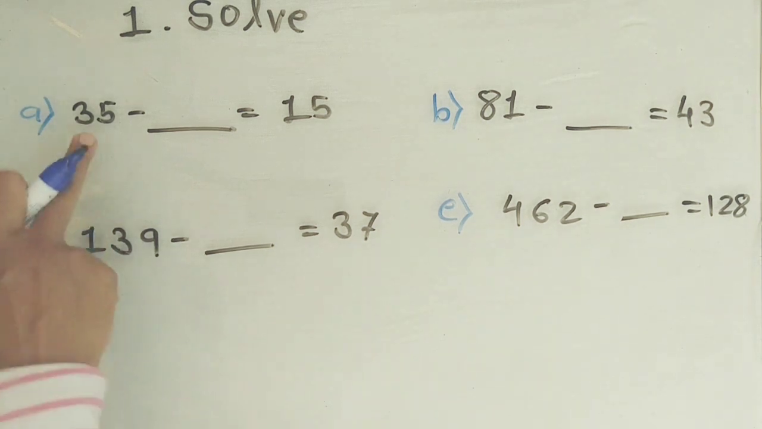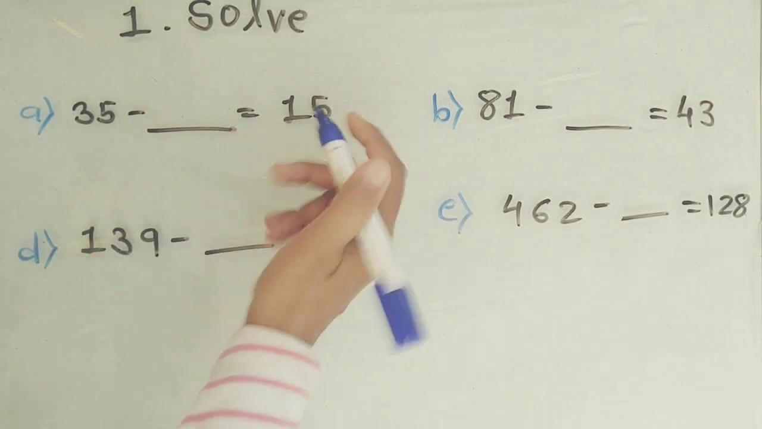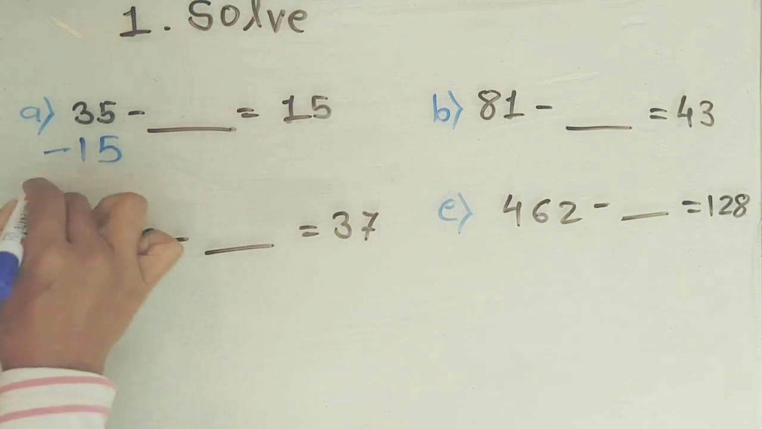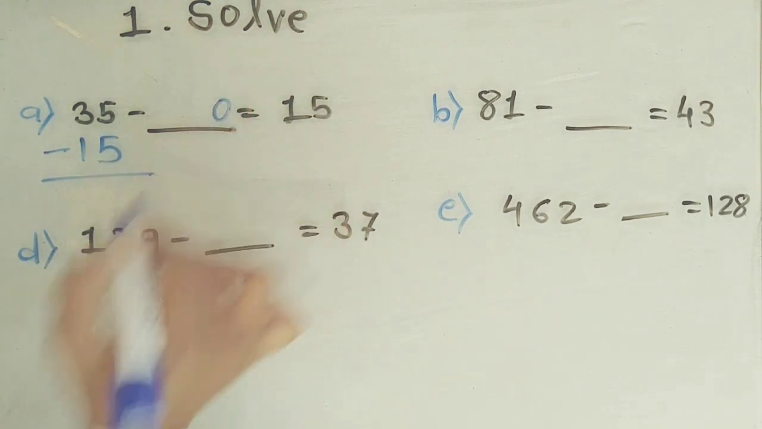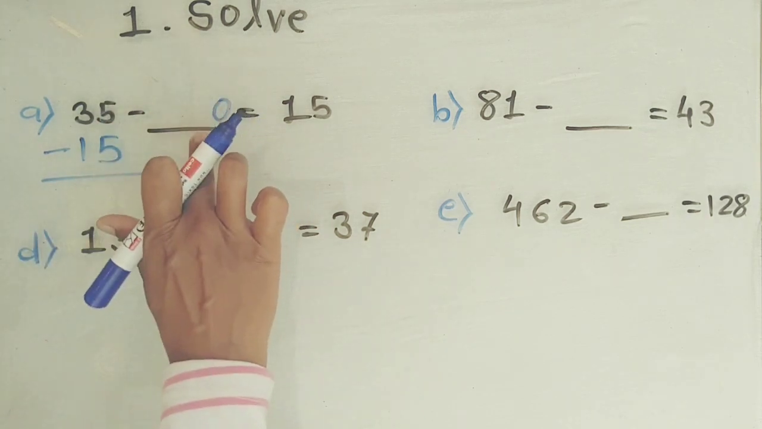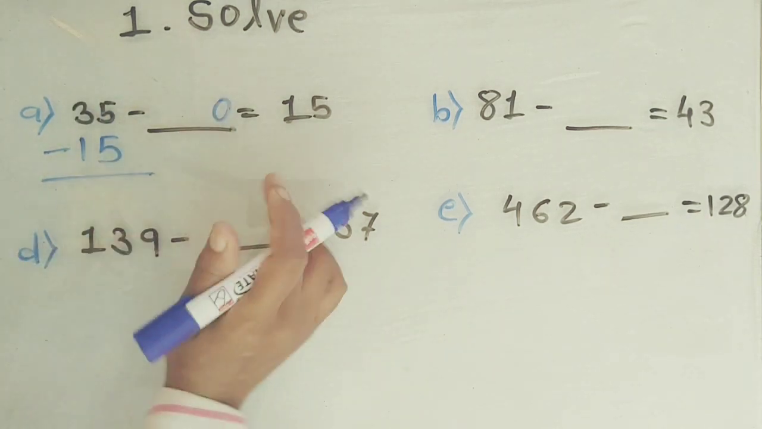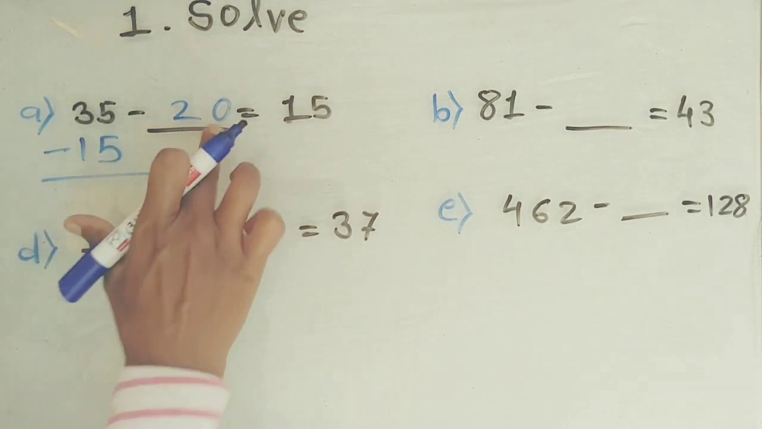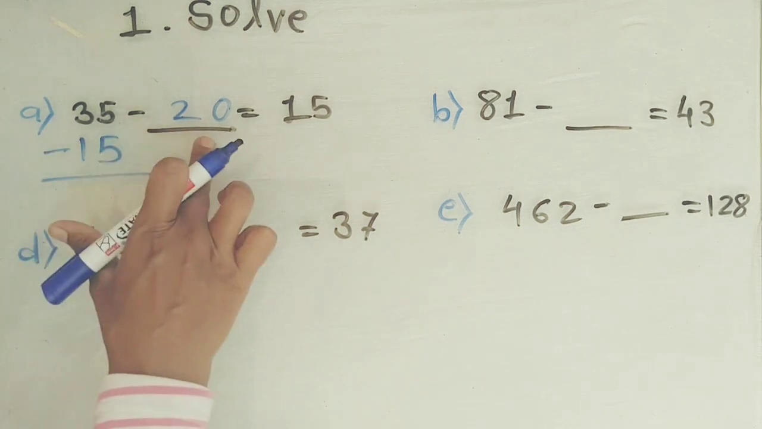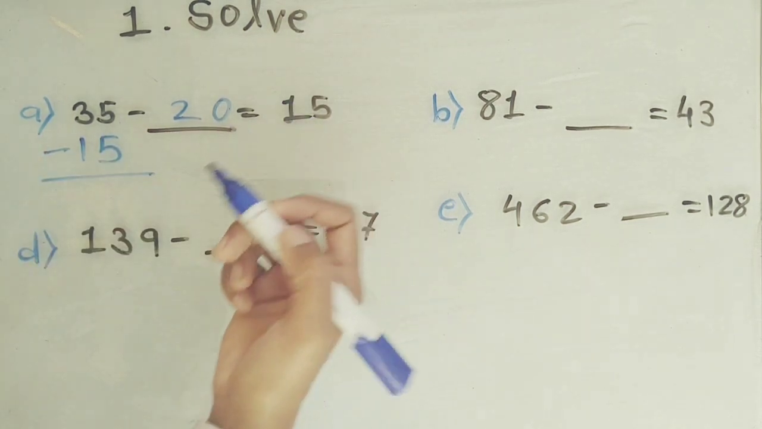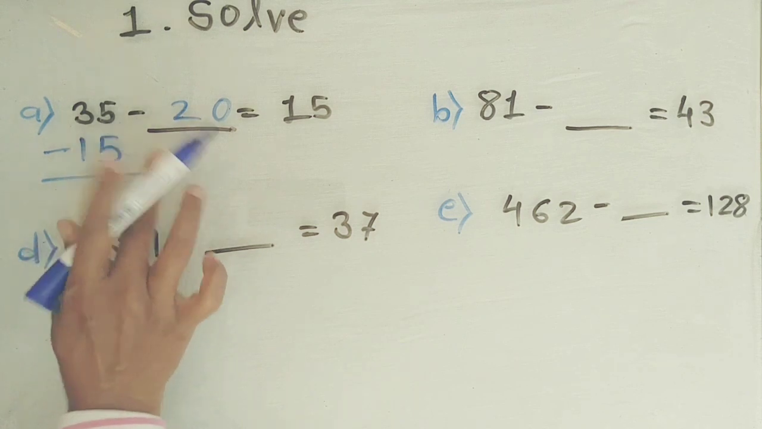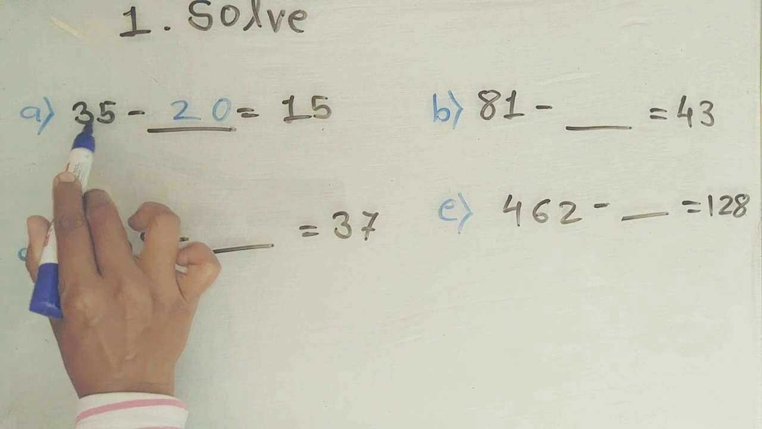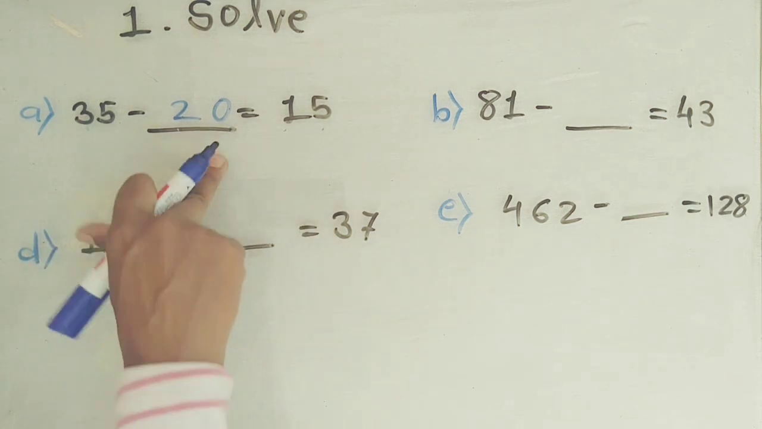Now see, 35 minus what equals 15. That means 35 minus 15. Now 5 minus 5 is equal to 0, and 3 minus 1 is equal to 2. So 20 is our answer. 35 minus 20 is equal to 15. Let's check, is it correct or not? See here, 5 minus 0 is equal to 5 and 3 minus 2 is equal to 1. That means our answer is correct.